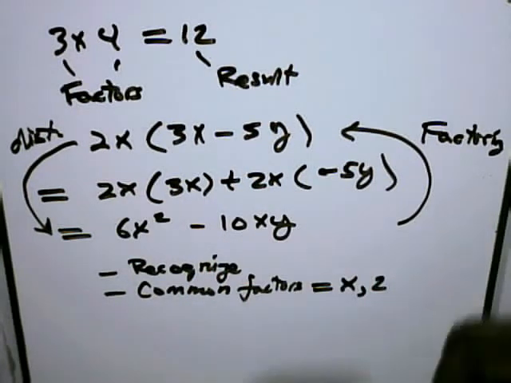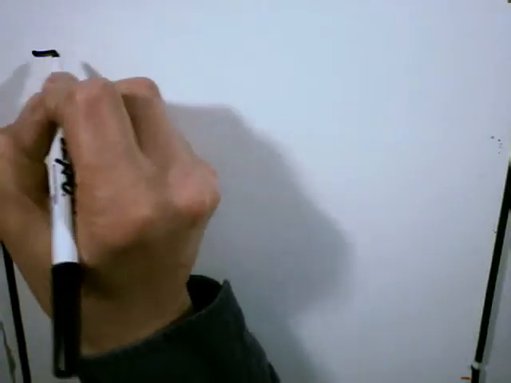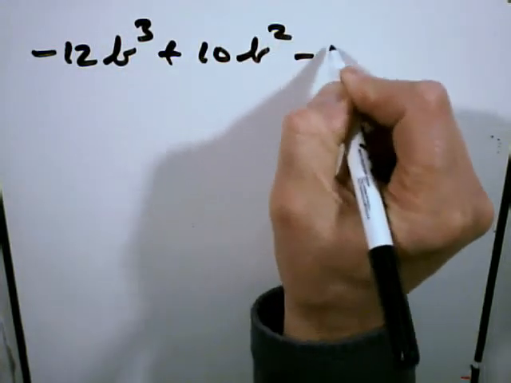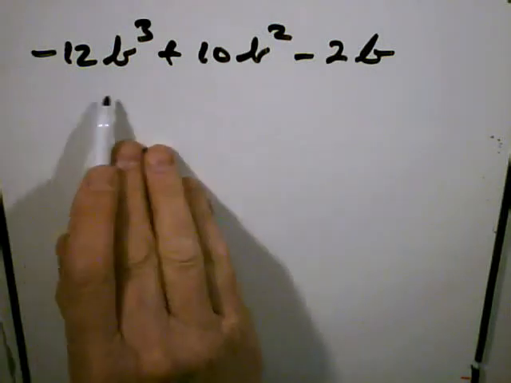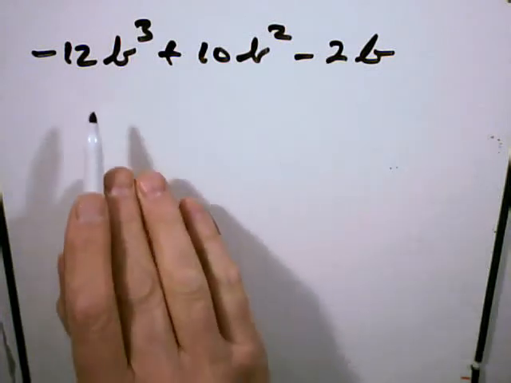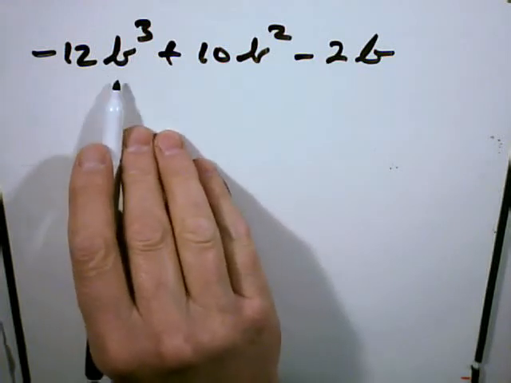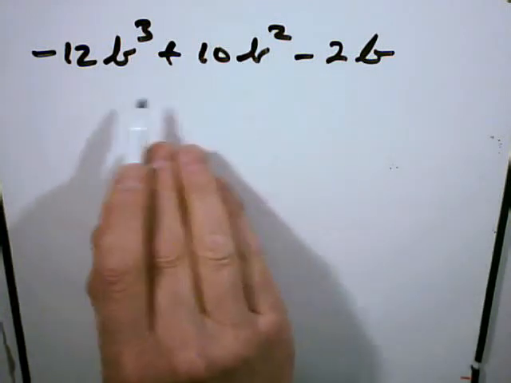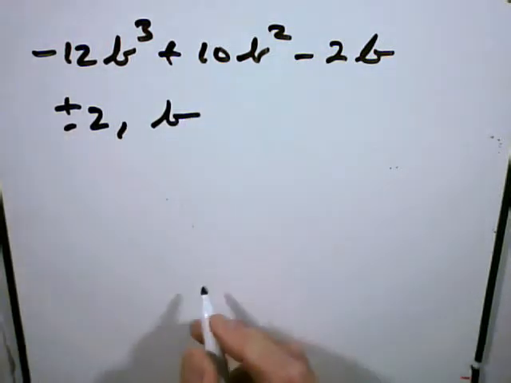Now, I'm going to do an example here. Let's clear our board. We want to find the greatest common factor of negative 12b cubed plus 10b squared minus 2b. Again, what we want to do is recognize the fact that we do have a polynomial expression, which we do. We have 3 terms, and each term has factors, that is, things that are multiplied together to get that term. And some of the factors that each of these terms have in common, well, I see a plus or minus 2, I see a b.